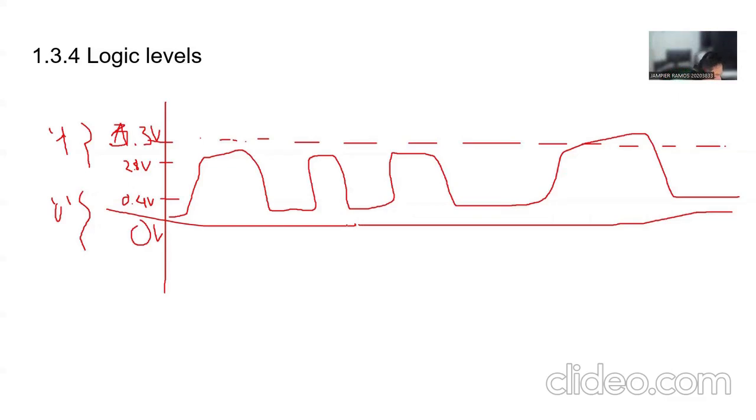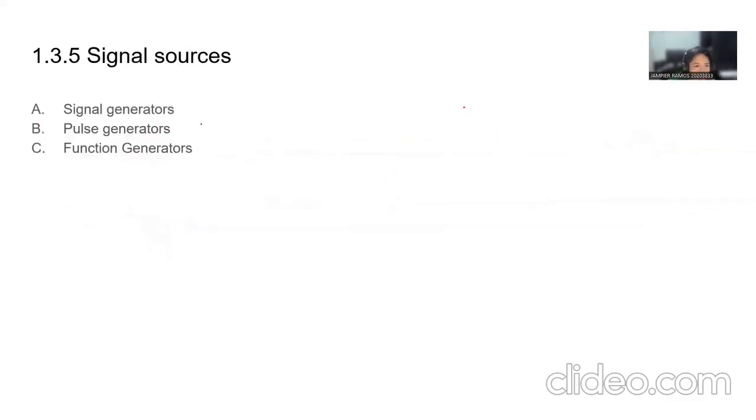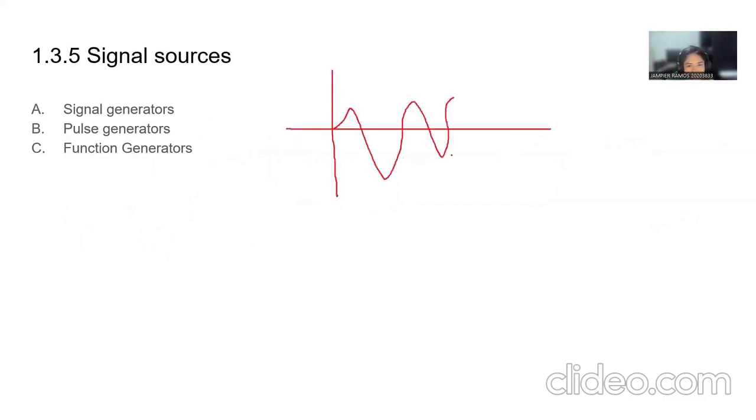And that's it. Signal sources. Lo que toca ahora son las fuentes de señal. Y tenemos el generador de señales, que en principio es aquel dispositivo que nos genera señales sinusoidales. Ah, disculpen, esto no parece sinusoidal. Ya, pero está bien. Al inicio no se va a empezar a generar una señal sinusoidal. Ok, y esto es bastante usado.